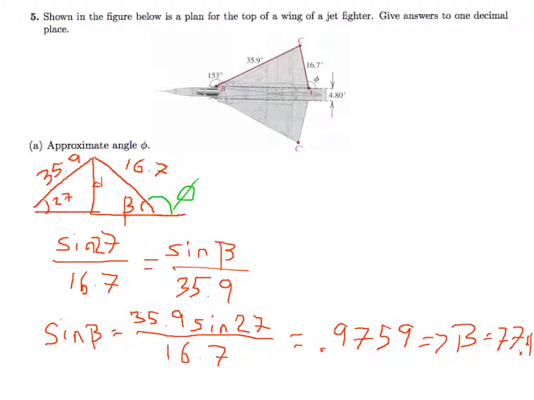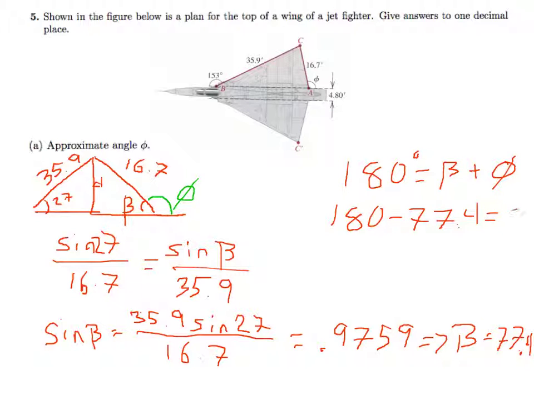So, solve for phi. We know that 180 degrees is equal to beta plus phi, just because phi and beta run along a straight line and are complementary. We know beta, so let's plug that in, and we'll end up with 180 minus 77.4 is equal to phi. Solving for that, phi is going to equal 102.6 degrees.